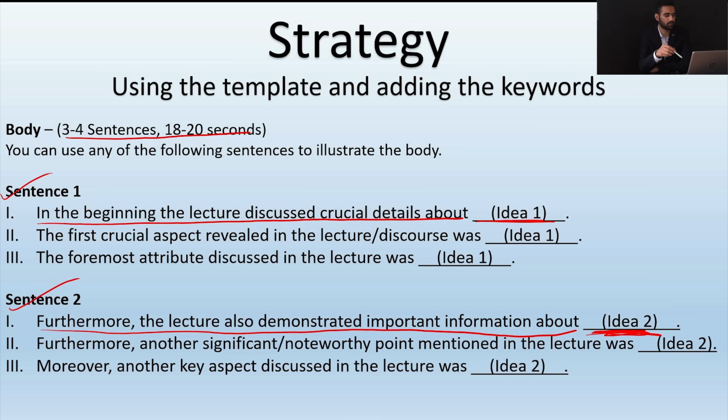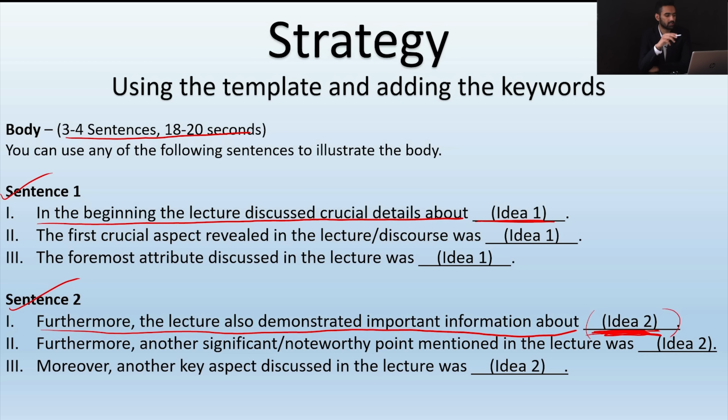Similarly, in this one as well, you can use any of the other two sentences. Let's say for the second idea, you have got diseases such as asthma and respiratory diseases which are caused by air pollution. So you can just say, furthermore the lecture also demonstrated important information about diseases such as asthma and respiratory diseases caused as a result of air pollution. So that will be the second sentence of your body, right?